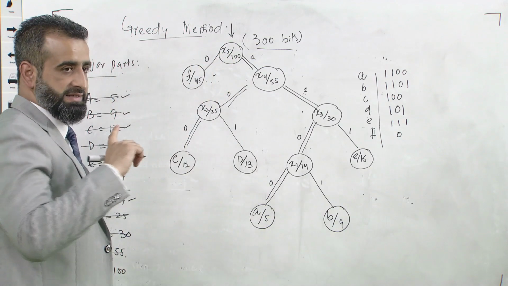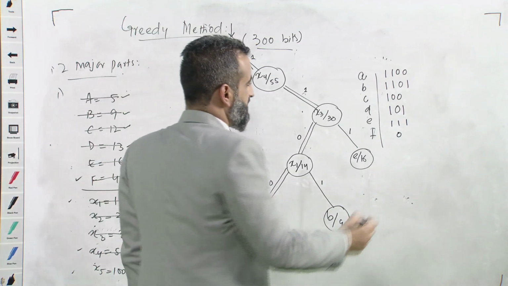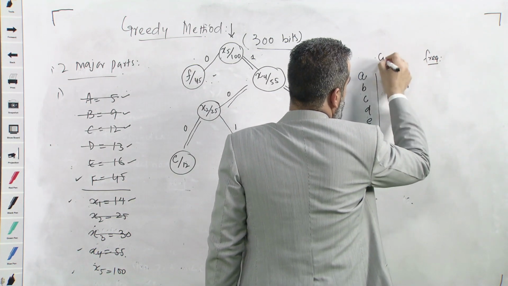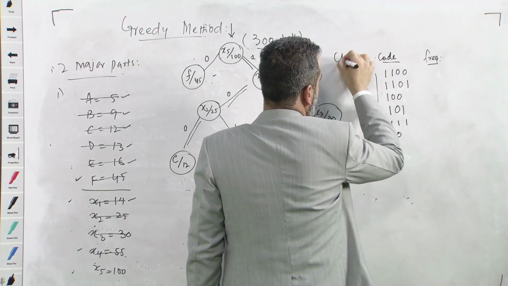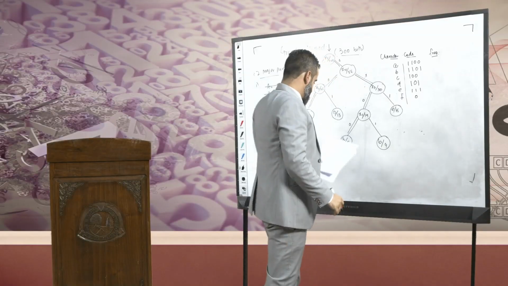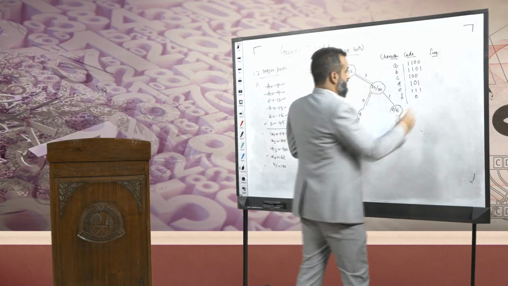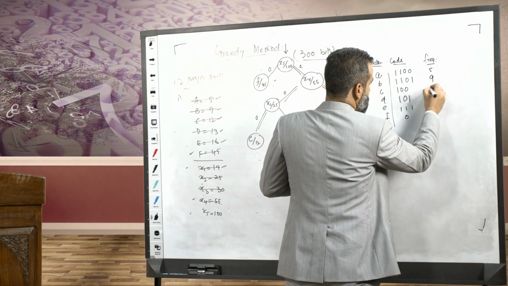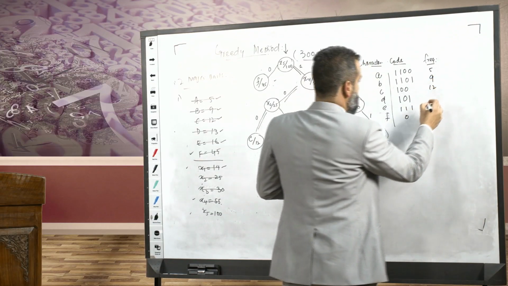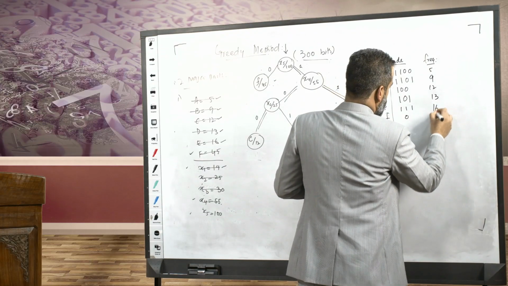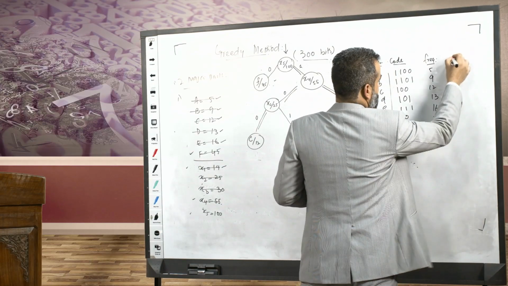Let's go back to the earlier example and check out the frequency of these. What is the frequency of each of these characters? So this is the code again, and this is the character. The frequency of each of these was: A had a frequency of 5, B had a frequency of 9, C had a frequency of 12, D had a frequency of 13, E had a frequency of 16, and F 45. Let's compute total bits.